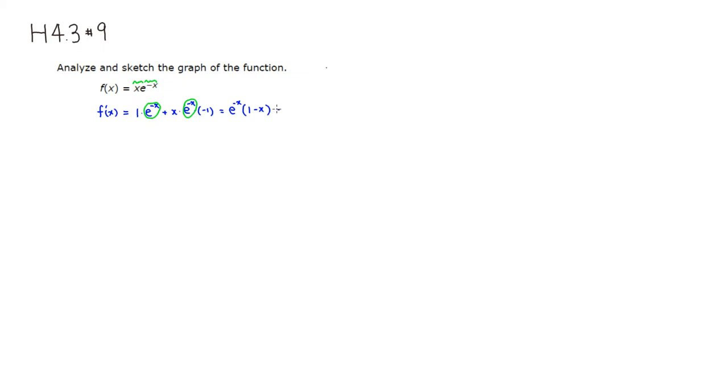So we set that equal to 0. We know that the exponential function here is never 0. In fact, it's actually positive. So to make it equal to 0, we have to make this factor equal to 0, so x equals 1. So we found a critical number.